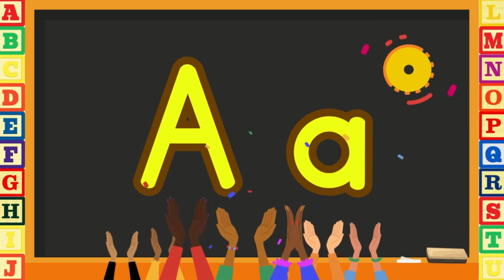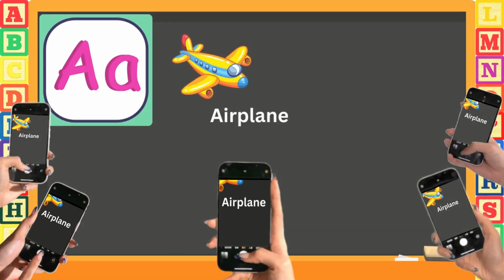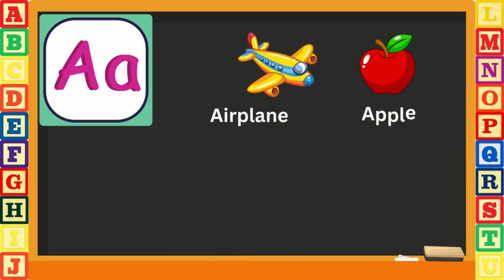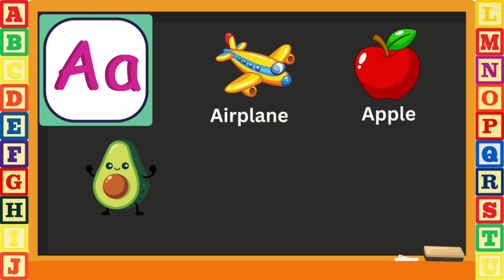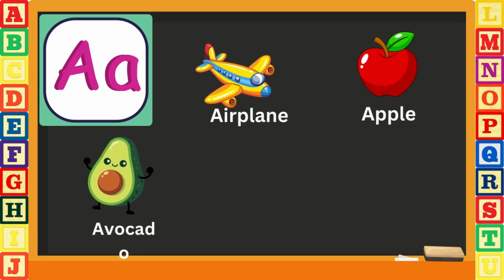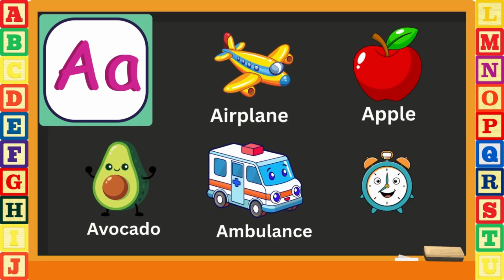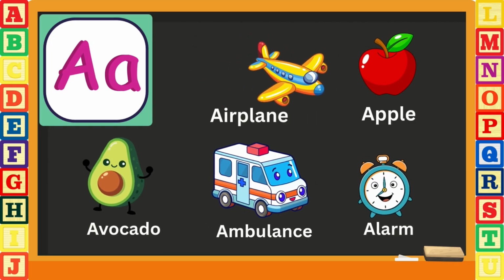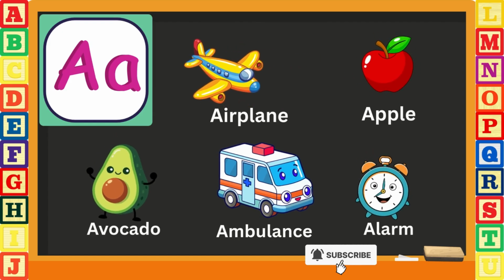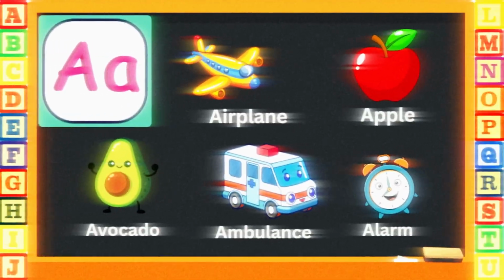A is for airplane. A is for apple. A is for avocado. A is for ambulance. A is for alarm. Wow, so many A words! Great job learning the letter A!